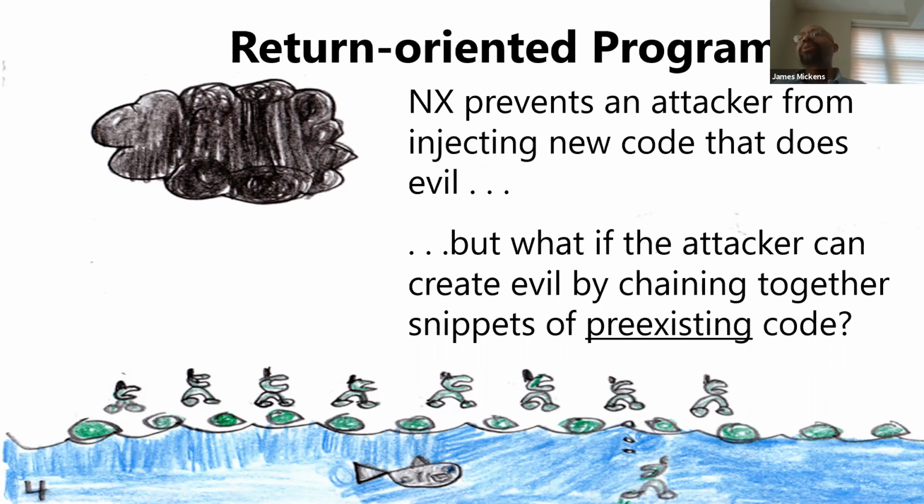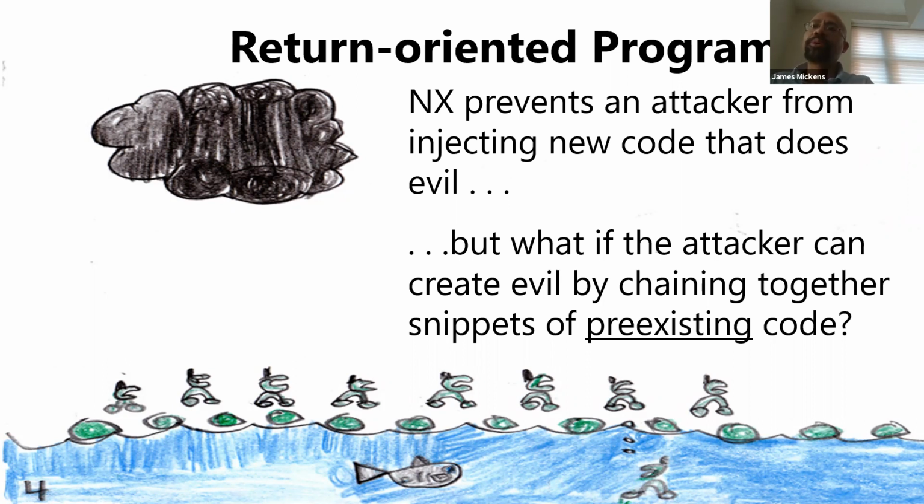The problem there, though, is that it's unlikely that a program is going to contain a single function which does all the evil stuff that the attacker wants to happen. So it would be nice if the attacker could actually create arbitrarily specific pieces of evil behavior just by chaining together pre-existing code in the application.